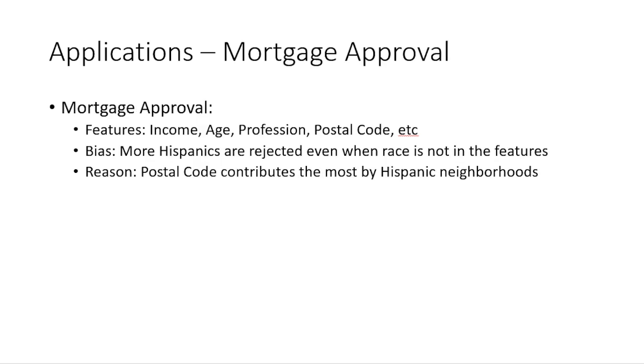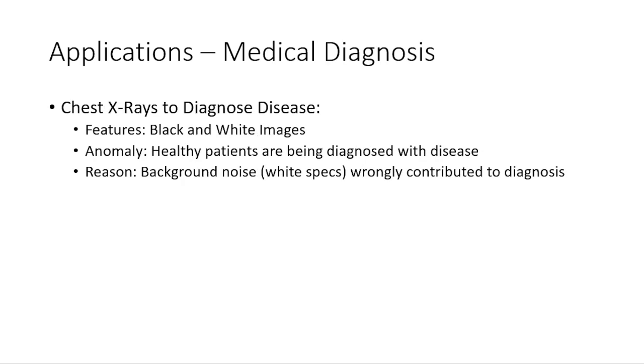The second is in identifying a bias in the mortgage approval process. We have the inputs of income, age, profession, and postal code, for example. Then we learned that many Hispanic customers who would normally be accepted are being rejected. We trace back and determine that postal code is having the biggest influence in this rejection. We can now analyze and determine that these customers are rejected because they live in a Hispanic neighborhood.